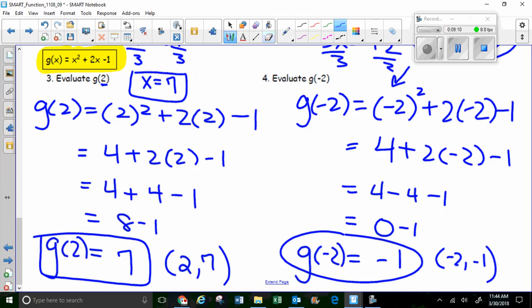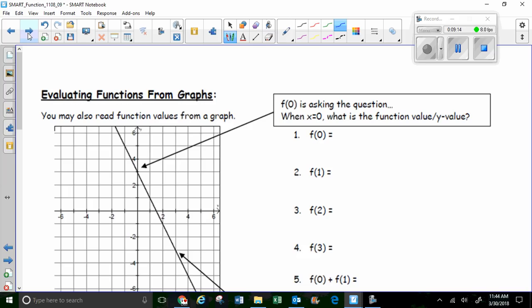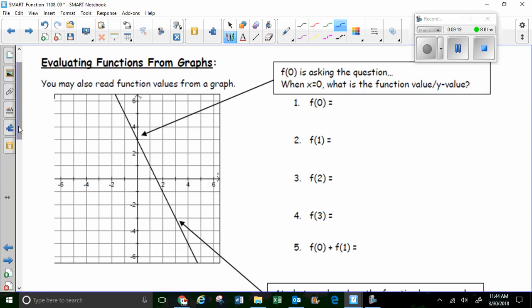So go ahead and flip over, and we're going to look at another representation of functions, and that is evaluating functions from a graph. So remember, inputs are x values, outputs are y values. Number 1 asks me, what is f of 0? Essentially what that's saying is, when x is 0, what is the y value, or the function value?